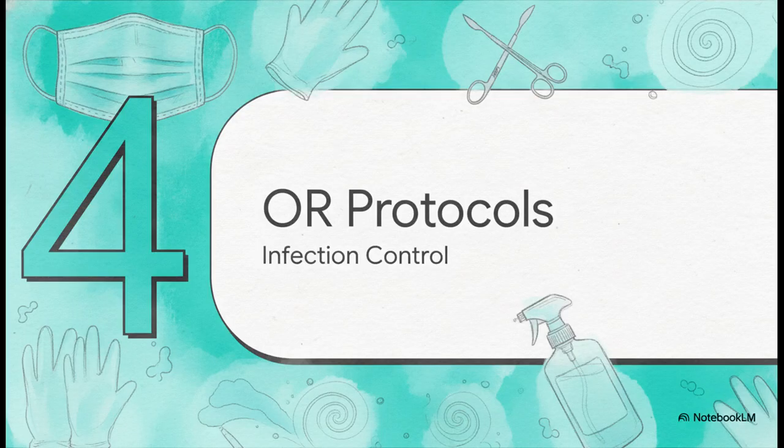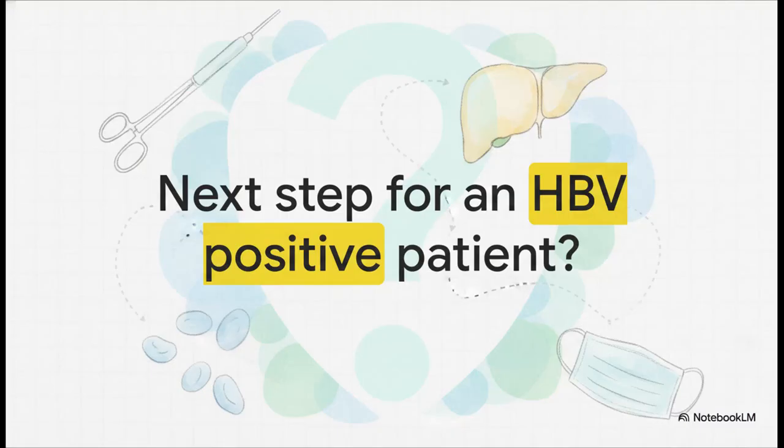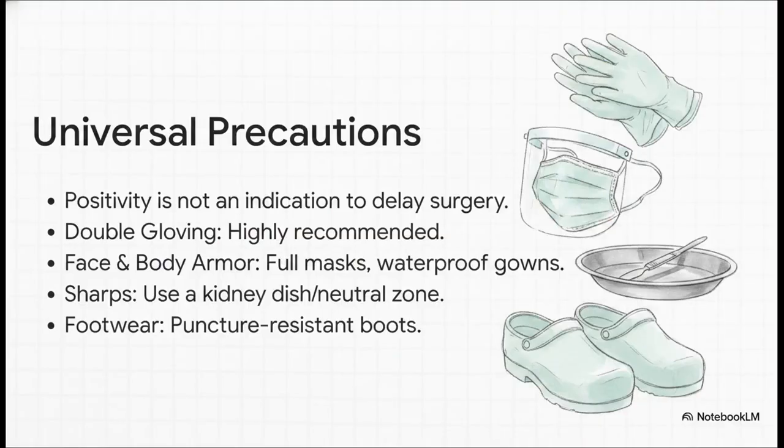Section 4. Operating room protocols and infection control. Question 29. A 45-year-old male's pre-op screening reveals he is HBV positive before a laparoscopic cholecystectomy. What's the most appropriate next step? Option A, proceed with strict universal blood-borne precautions. The guiding principle here is that known positivity is not an indication to delay surgery.